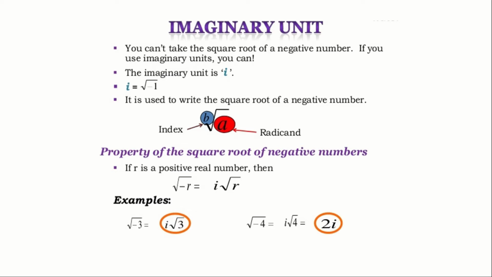In this, the number which is inside the root is a, called the radicand, and the one outside is the index, which is denoted as b. So a, which is inside the square root, is the radicand, and b, which is outside the square root, is the index. Property of the square root of a negative number: if r is a positive real number, then square root of -r is equal to i root r. Example: root of -3 is i root 3 and root of -4 is i root 4.